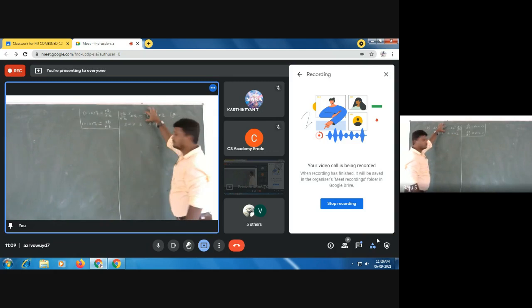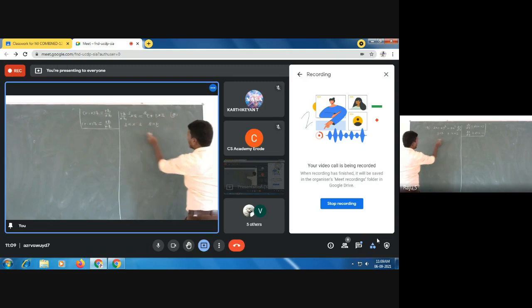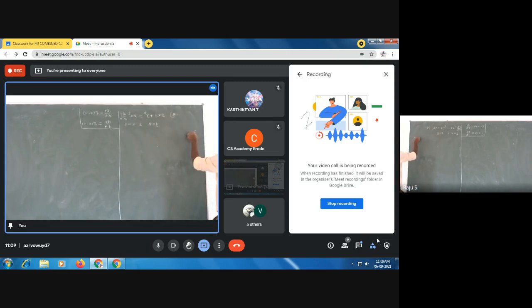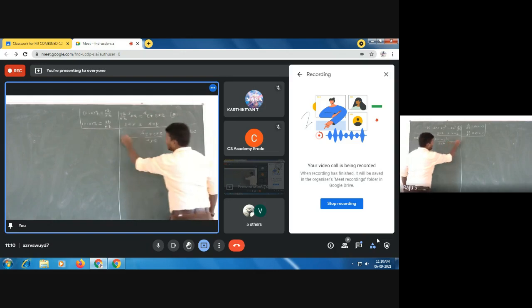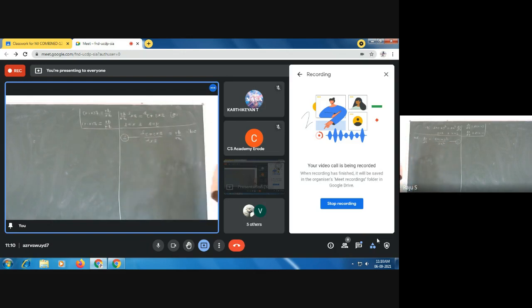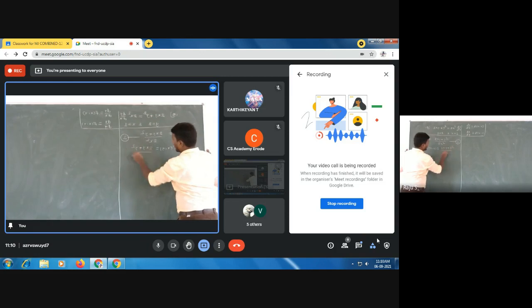Is it in standard form? No. So what shall I do? Divide with 2x square, which implies dy by dx is equal to 2xy plus y square all divided by 2x square. Let us take this as equation 1. Now let us consider the given function as f of x comma y, which is 2xy plus y square by 2x square.